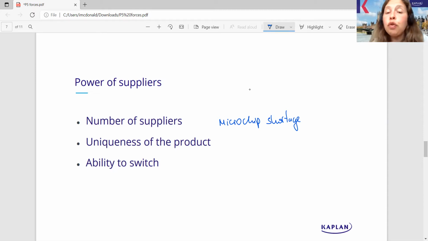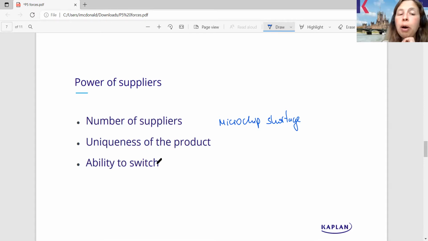As there are so few manufacturers of microchips, and microchips are unique, specific to a particular design, car manufacturers are finding themselves in a difficult situation where there is a lot of demand for the cars, but due to the problems in the supply chain, they're simply not able to meet that demand.